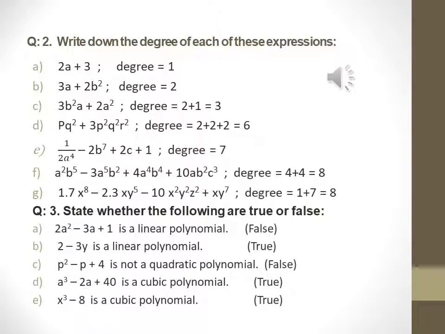In this case, the highest power of the variable b is 7. So we have the degree 7. In part F, we are given a square b5 minus 3a5 b2 plus 4a4 b4 plus 10a b square c cube. In this case, we see that the third term 4a4 b4 has the highest powers, 4 and 4. So 4 plus 4 is equal to 8, which is the degree of this polynomial.